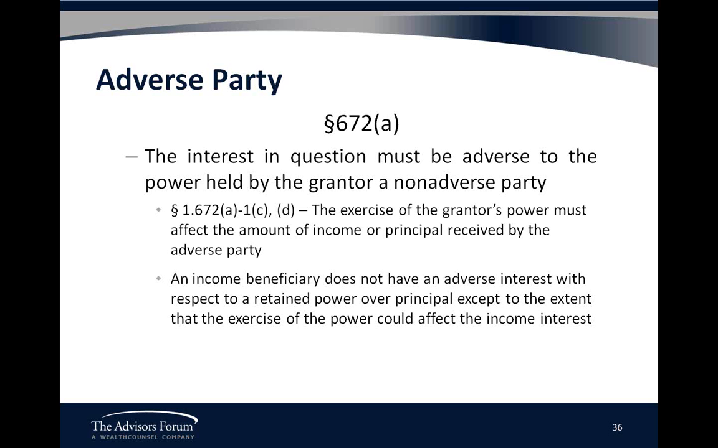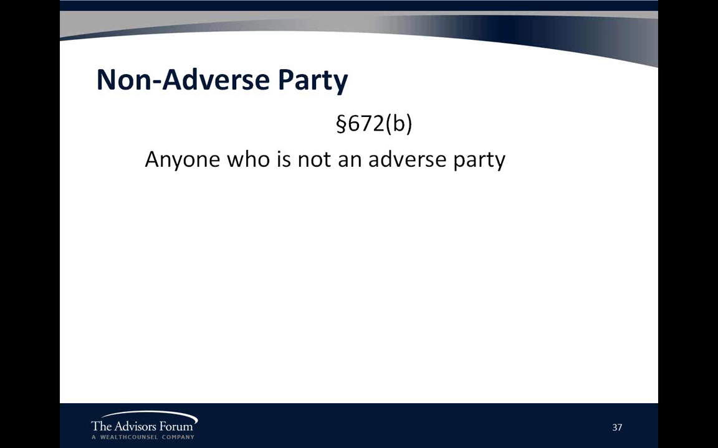Again, it's essentially a beneficiary. But an income beneficiary does not have an adverse interest with respect to a retained power over principal, except to the extent that the exercise affects the income interest. So if we have a distinction between income beneficiaries and principal beneficiaries, you may have a weird analysis as to who's adverse and who's not. And a non-adverse party is basically anyone who's not an adverse party. You have to understand what an adverse party is, and then everybody else is non-adverse.